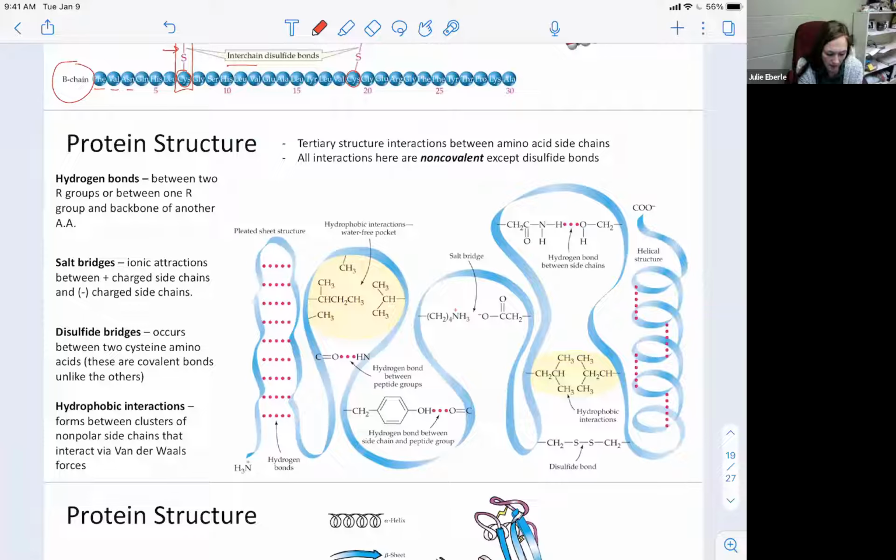Okay. First off, tertiary structure, we said, is interactions between the side chains. These interactions are non-covalent. What does that mean? Okay. Do you guys remember the difference between a covalent bond and an ionic bond? Anybody remember the difference? This is something you talk about early on in like the prerequisite chemistry course. Ionic bonds and covalent bonds. Anybody remember the difference?